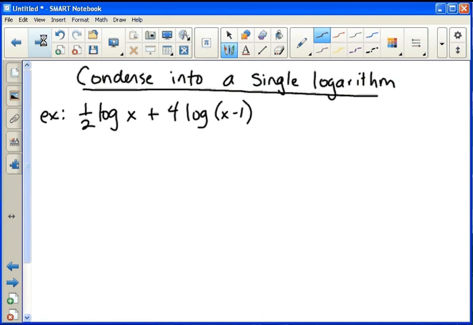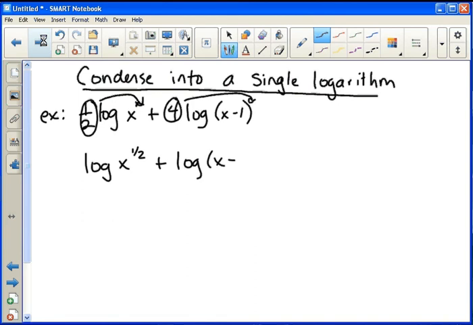So I would take this 1/2 and move it up as an exponent, and take this 4 and move it up as an exponent. That would give me log of x to the 1/2 plus log of x minus 1 to the 4th. If you want to rewrite that x to the 1/2 as the square root of x, you certainly can. It's really fine either way. Now I would apply the first 2 properties, at least as much as I have to. Here we are adding, so we can combine them into 1 by multiplying. And we get that. And that's our final answer. So we've kind of simplified.